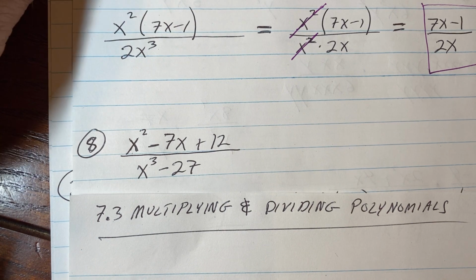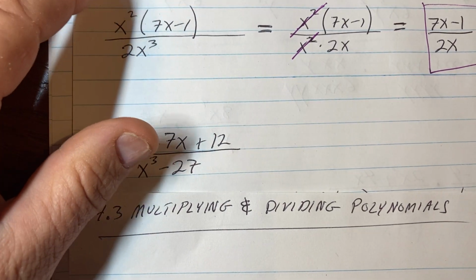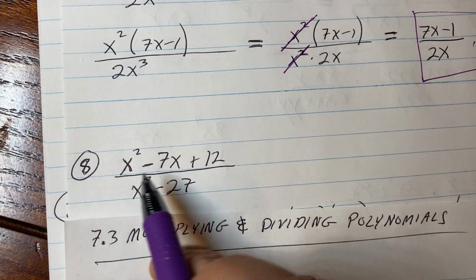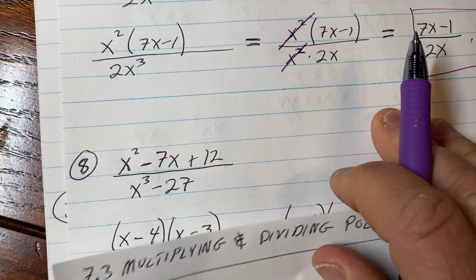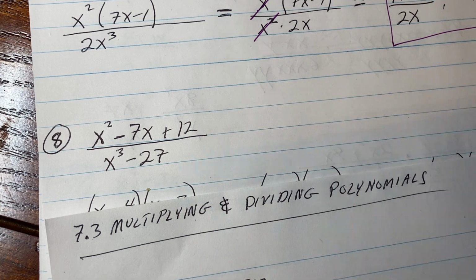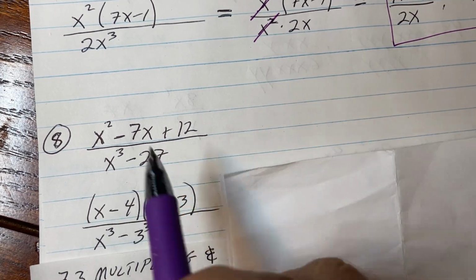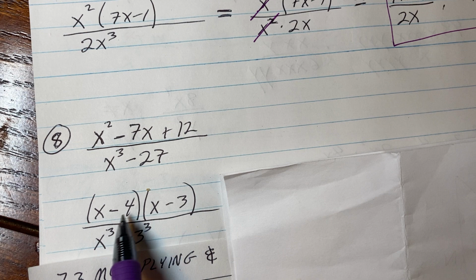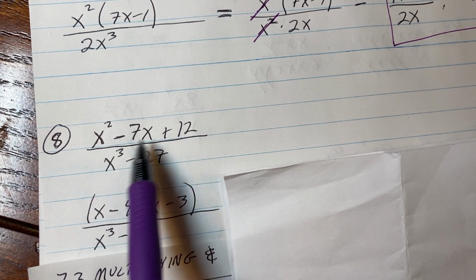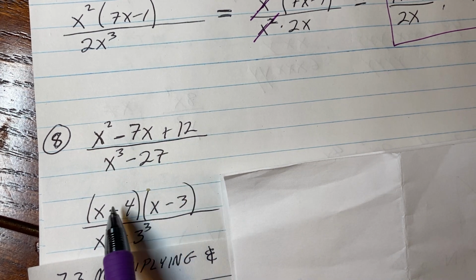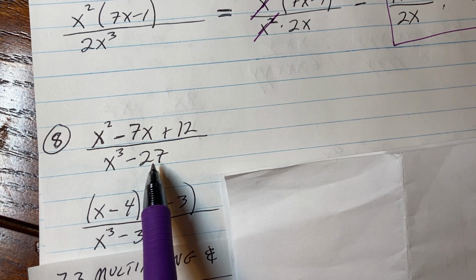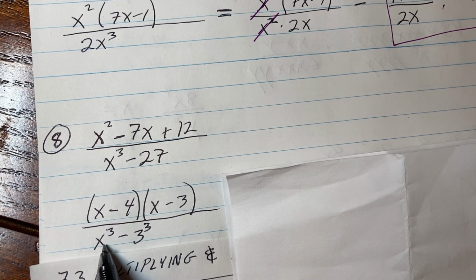The next problem: simplify this expression. Factor the top, factor the bottom if you can. When you factor the top, you get this. Again, you need to go back to factoring polynomials because we don't have time to do that right here. The bottom is actually x cubed minus 3 cubed. This is now a difference of cubes.